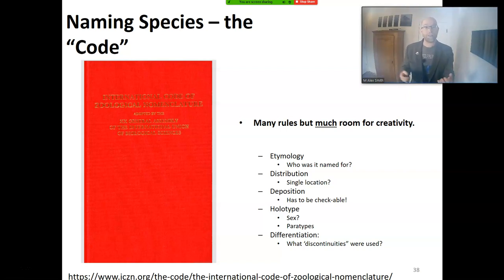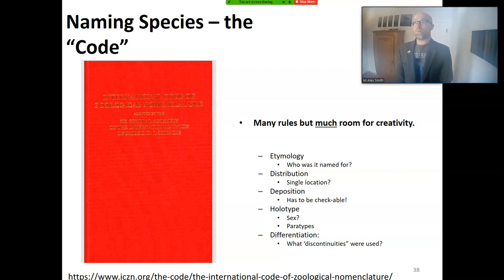Was it just found in one place? There's actually some interesting statistics about most invertebrate species being described, or an increasingly large proportion compared to vertebrates, that are described from only one place, and in some cases from only one sample. Now think about that. If it's only one sample, how do we differentiate males and females if they're split like this? The deposition means that the type specimen, which is the classic, the one that we're going to agree to refer to when we use this name in the future, has to be put somewhere public, in a collection, in a museum. So it has to be checkable.